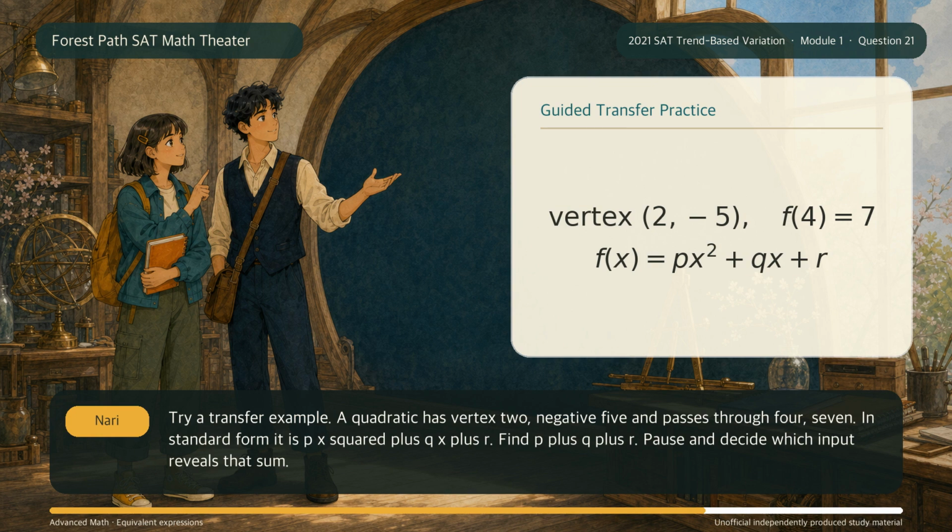Try a transfer example. A quadratic has vertex 2, negative 5, and passes through 4, 7. In standard form, it is px squared plus qx plus r. Find p plus q plus r. Pause, and decide which input reveals that sum.